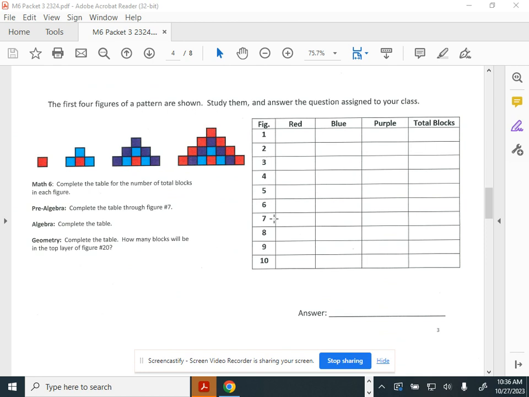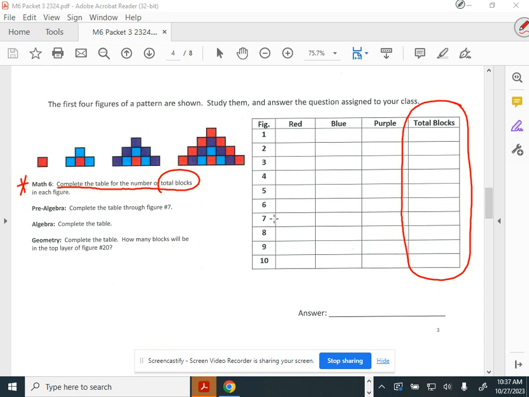It says Math 6 is completing the table for the total blocks. So we have to come over here and do all the total blocks, because we're doing total blocks in the figure. We always have to look to see what our direction is. It's going to be different directions each time. The last packet, we only had to complete the table up to, it was like, number 7. This direction is complete the table for the total blocks.